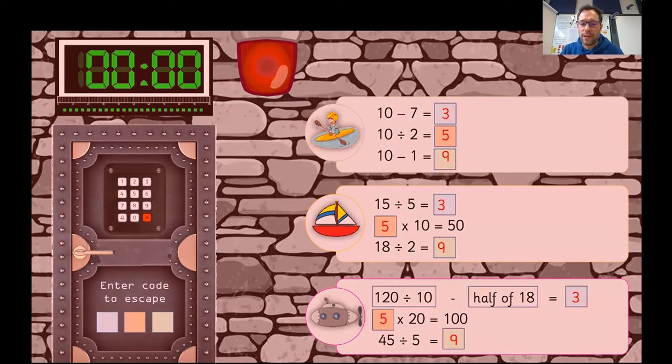And on the bottom challenge, our 2 bits that we had to solve, 120 divided by 10, well, that is 12. Take away half of 8, that's 9. 12 take away 9 is 3. 5 times 20 is 100, and 45 divided by 5 is 9. On each of those challenges, we've got the numbers 3, 5, 9. So that must be the code for the door. Let's type it in quickly.